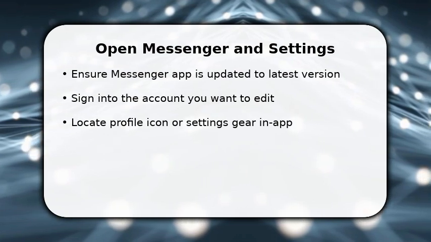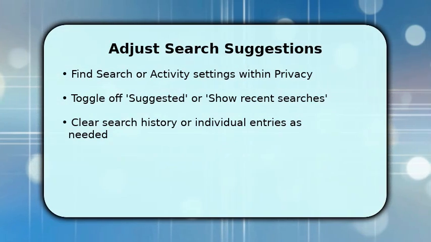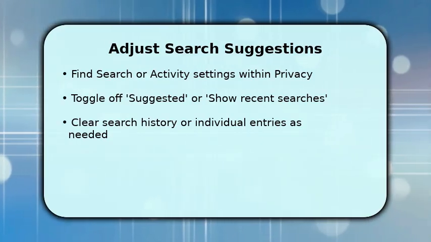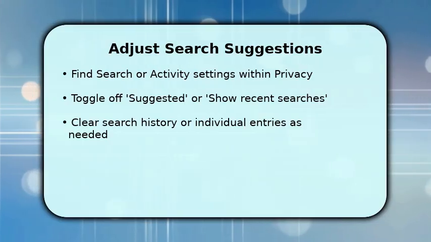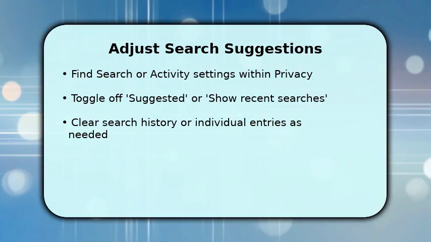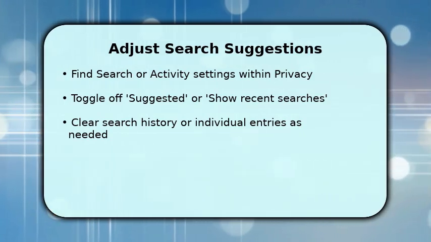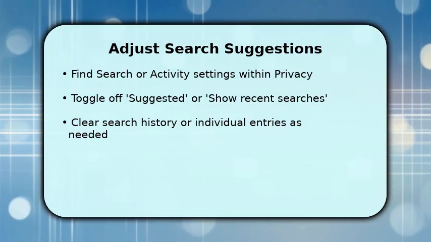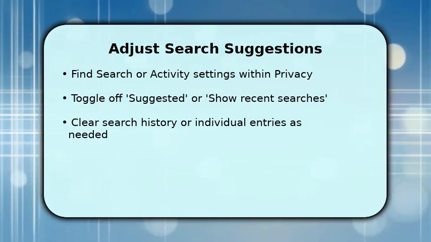Now go into search or activity settings and look for suggested results or recent searches. You want to toggle off any setting labeled suggested, show recent searches, or similar. This prevents future entries from appearing. Next, choose clear search history to remove existing suggestions. You can also delete individual entries by long pressing or swiping a result. Because suggestions are often tied to your activity and contacts, disabling them stops automatic suggestions.